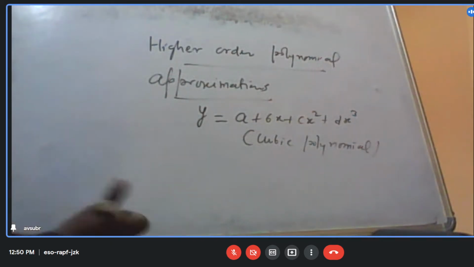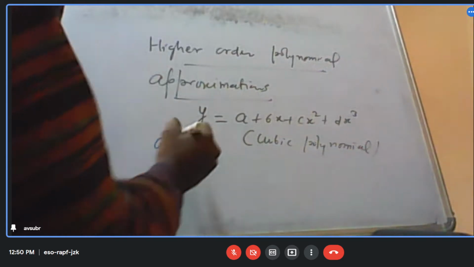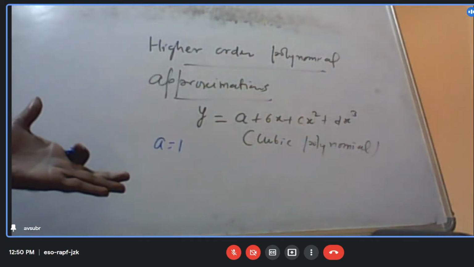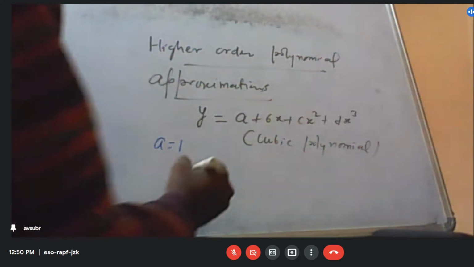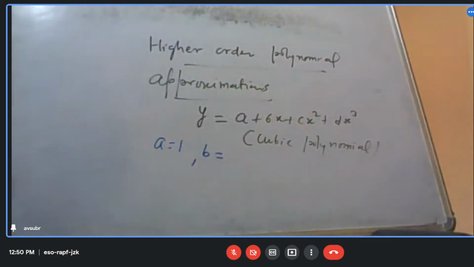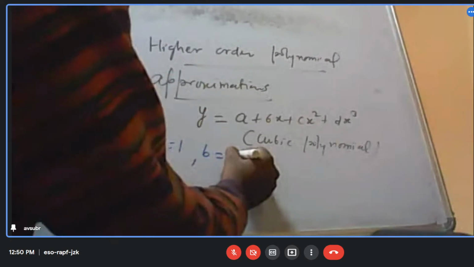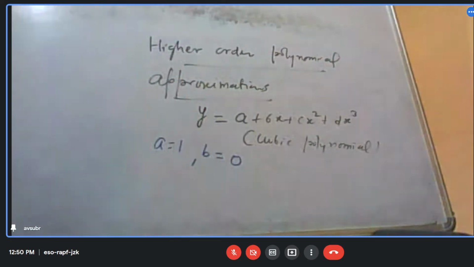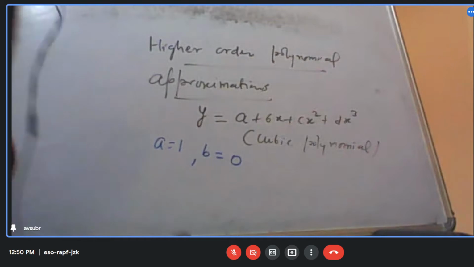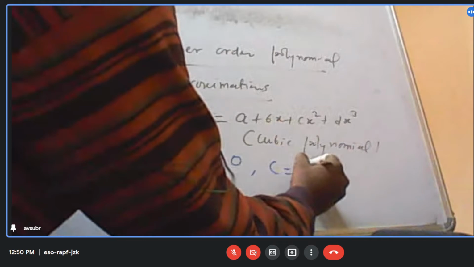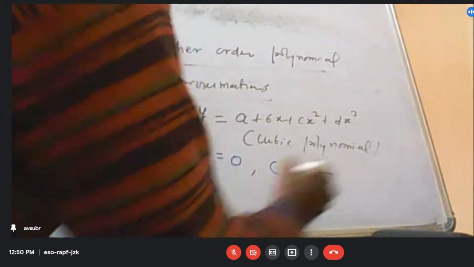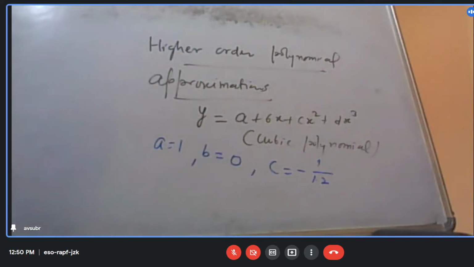So fine. What will be a? a will be 1, isn't it? b will be 0. We have already done up to this, so it will remain the same. Is it going to change? No. a, b, c will remain the same. c will be minus 1 by 2, that is, 1 by 1 into 2 factorial. And d will be equal to 1 by 3 factorial.